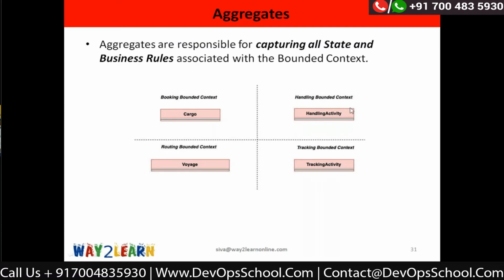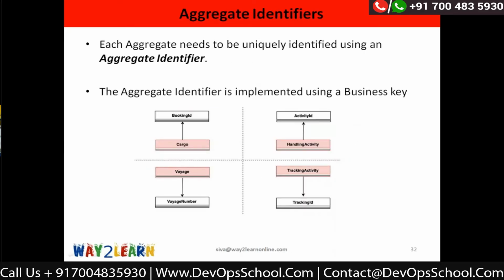This bounded context will take care of handling activity, and this one is tracking, to track the cargo. This has a functionality to track the cargo. So we have to identify, again, based on the business, based on the context, the aggregates. And the next step is you have to identify what will be your aggregate identifier, which is nothing but a business key, right?